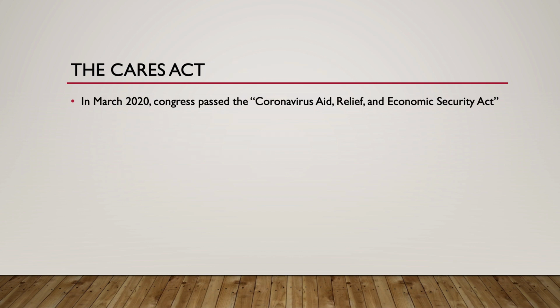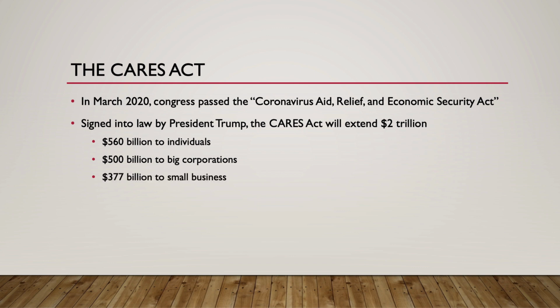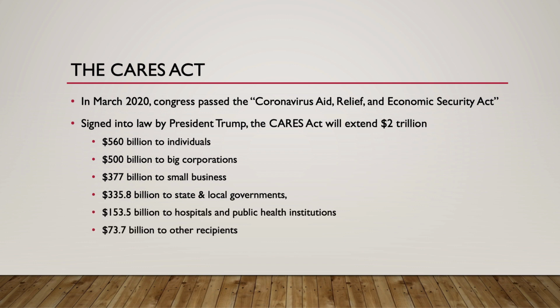In addition, Congress rushed to pass a new federal law called the Coronavirus Aid, Relief, and Economic Security Act, or CARES. Signed into law by President Trump, the CARES Act will extend $2 trillion of relief to several groups impacted by the coronavirus pandemic. The act will provide an estimated $560 billion to individuals, $500 billion to big corporations, $377 billion to small businesses, $335.8 billion to state and local governments, and $153.5 billion to hospitals and public health institutions.